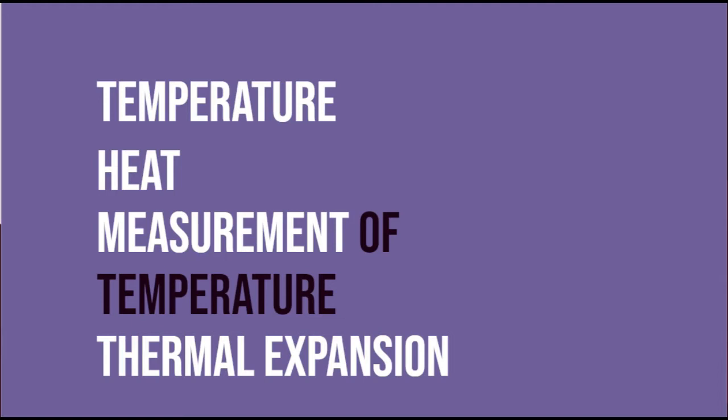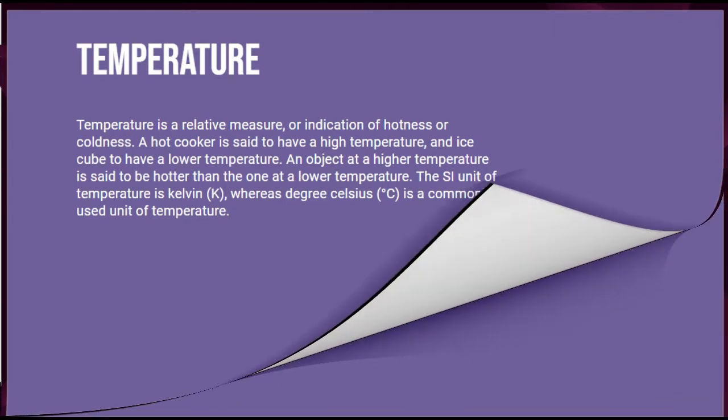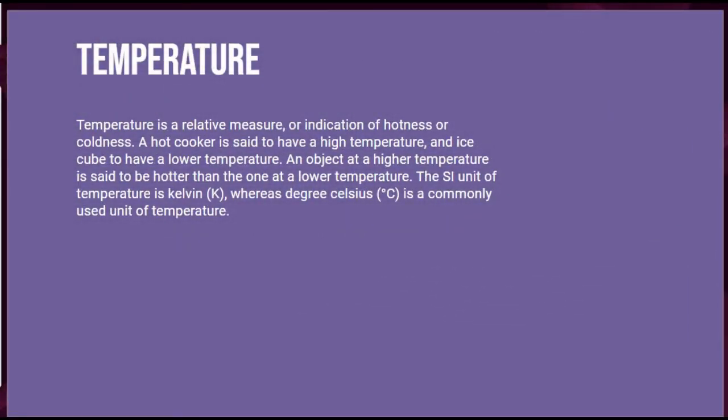Okay, let's start. What is temperature? Temperature is a relative measure or indication of hotness or coldness. That means the quantity of hotness or coldness is temperature. A hot cooker is said to have a high temperature, and an ice cube to have a lower temperature. An object at a higher temperature is said to be hotter than one at a lower temperature.